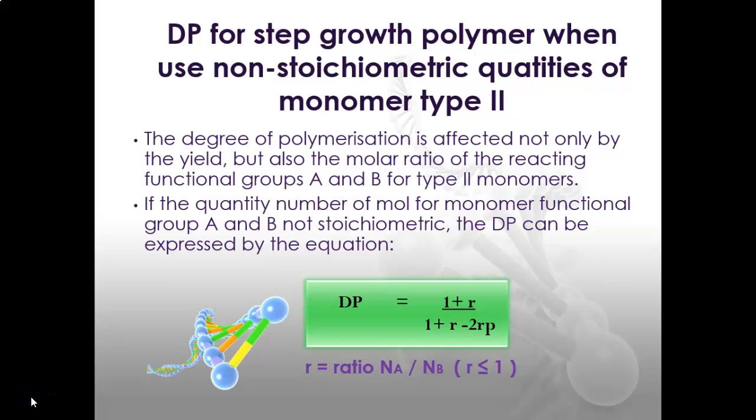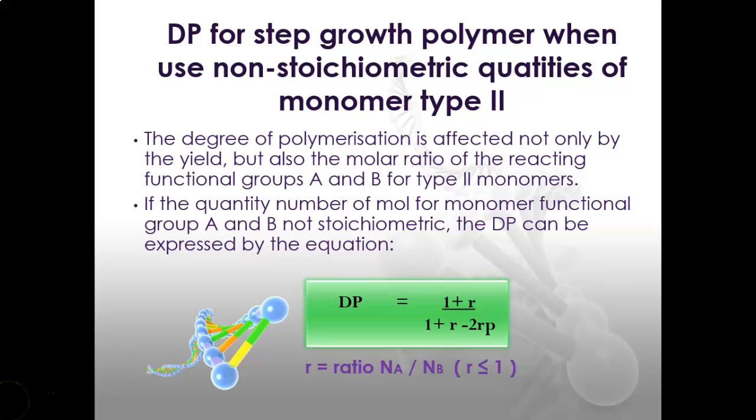Okay, DP for step growth polymer when non-stoichiometric quantities of monomer type 2 are used: the degree of polymerization is affected not only by the yield but also by the molar ratio of the reacting functional groups A and B for type 2 monomer. If the number of moles for monomer functional groups A and B is not in stoichiometric balance, the DP can be expressed by the equation DP equals (1 + r) divided by (1 + r - 2rp). Okay.